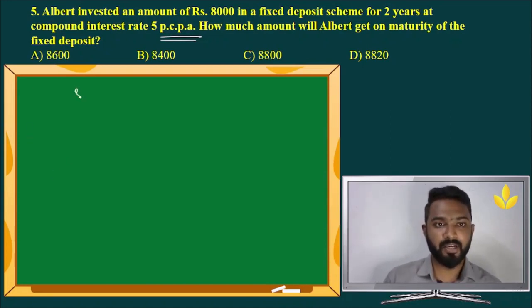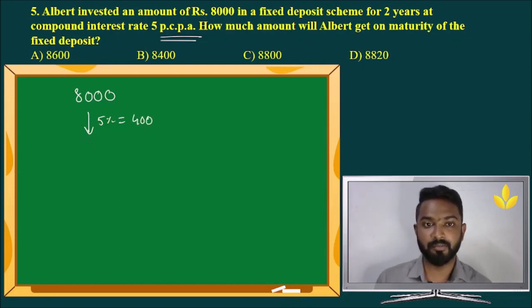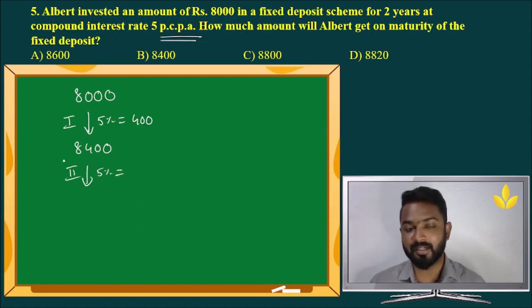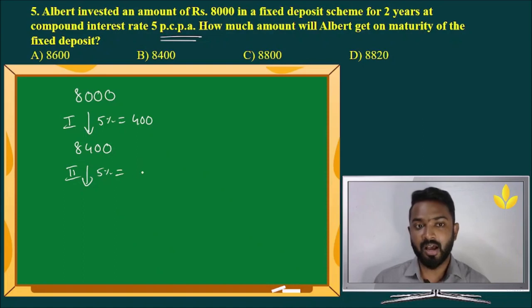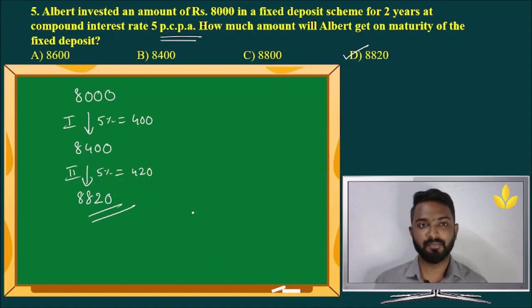So we have 8,000. This first increases by 5%. 5% is nothing but half of 10%. 10% of 8,000 is 800. Half of that is 400. This plus this, we have 8400. This is after the first year. Then comes the second year. Again 5%. Again half of 10%. 10% of 8400 is 840. Half of that is 420. This gets added over here. We have 8820. The answer is D. That's it.